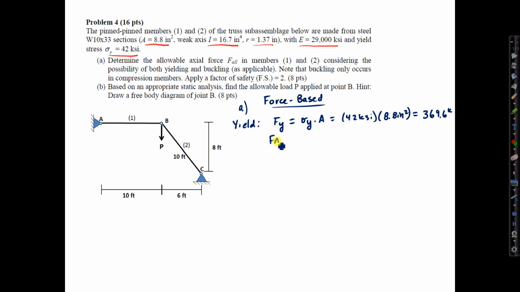The allowable force should be F sub y divided by the factor of safety, which is 2, and that computes to 184.8 kips. Considering buckling, the critical buckling load is pi squared EI over the effective length squared, which is equal to the length of the member because they're pin.